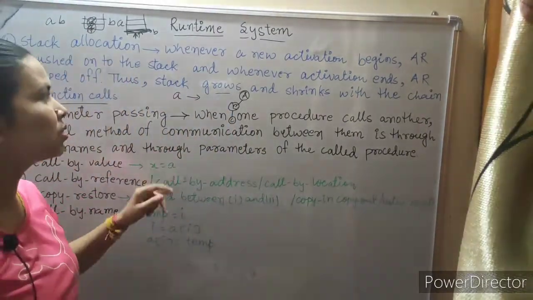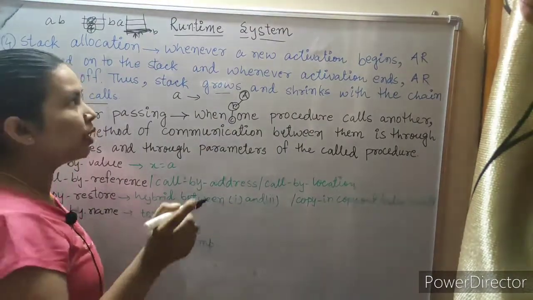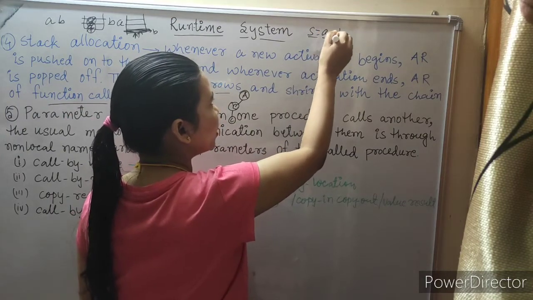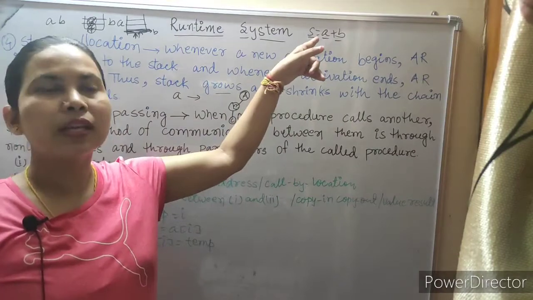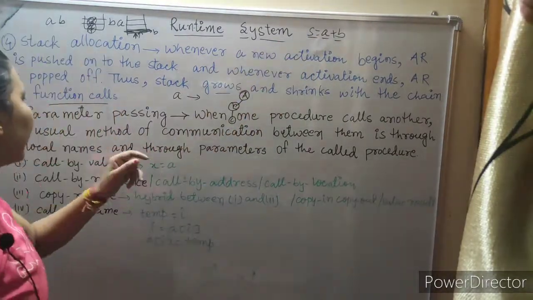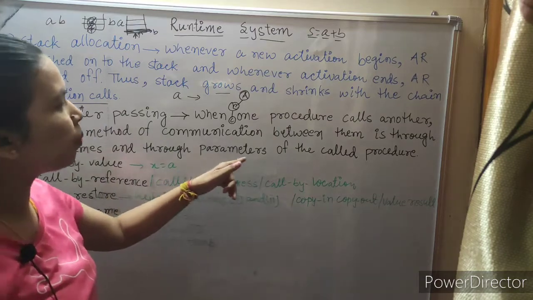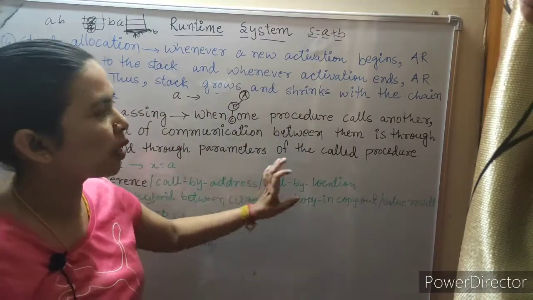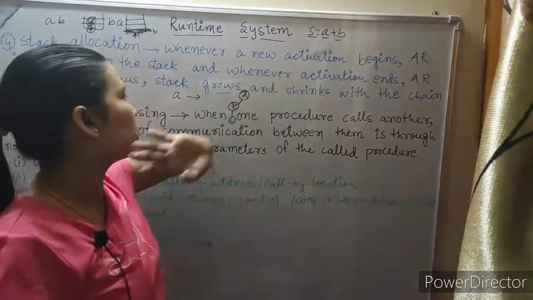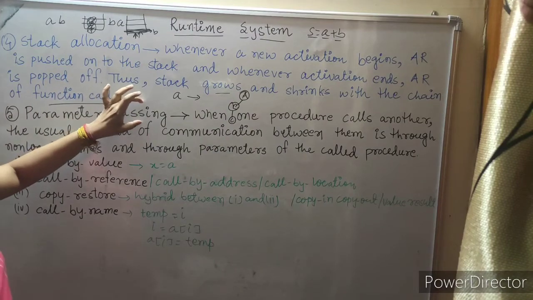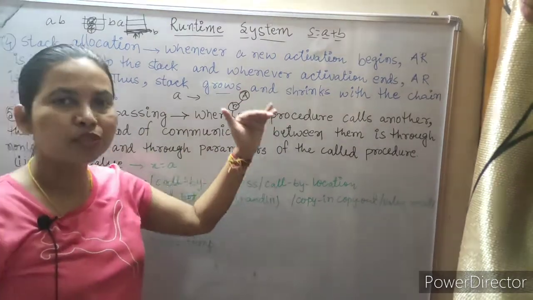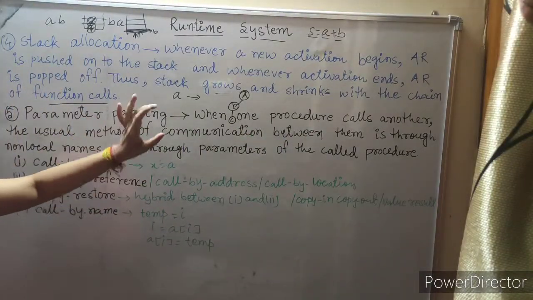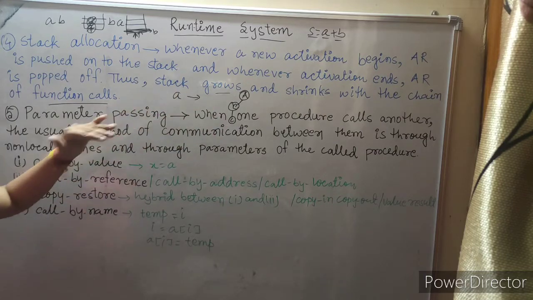Non-local names, that means, as in the evaluation of expressions given in programs, just like S equal to A plus B. So S, A, B are non-local data. Non-local names and parameters of the called procedures. So these are the non-local names. Whenever we do parameter passing, that means whenever a procedure calls another procedure, the method of communication between them is through the non-local names.